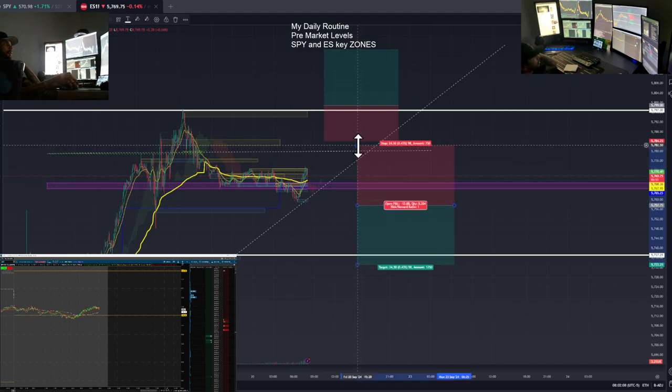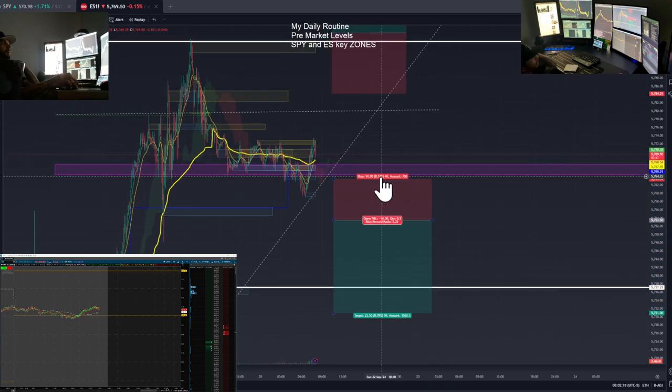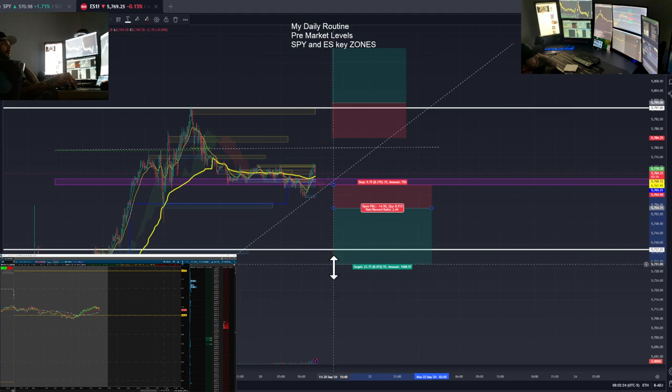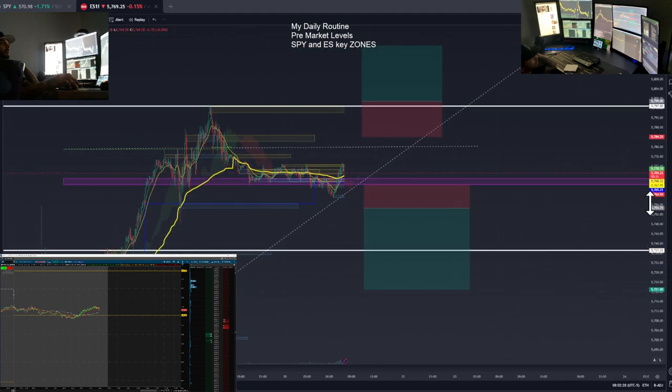Short, let's wait for the previous day close, and we can use the VWAP as a stop loss. So this is the trade setup that I will be waiting for on the ES. This is my trade setup, guys, and these are the levels that we will be watching.